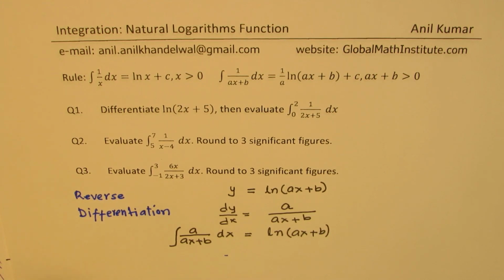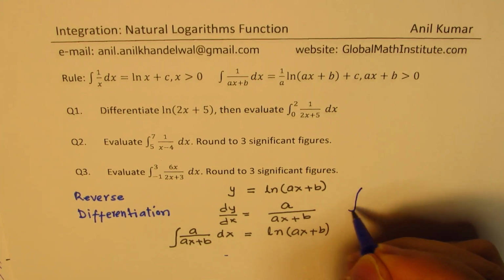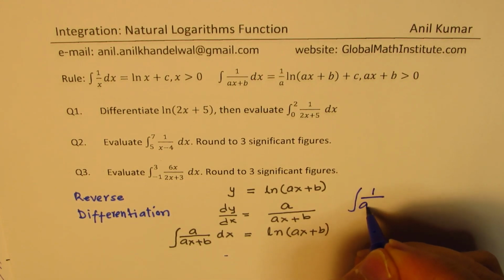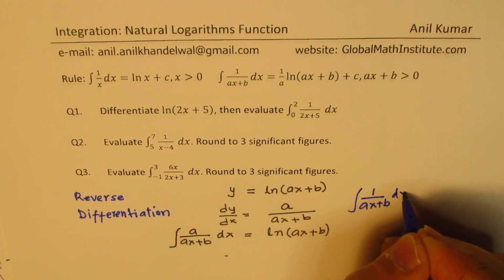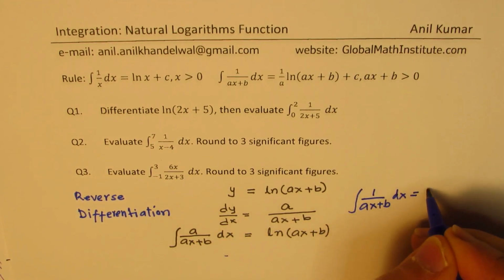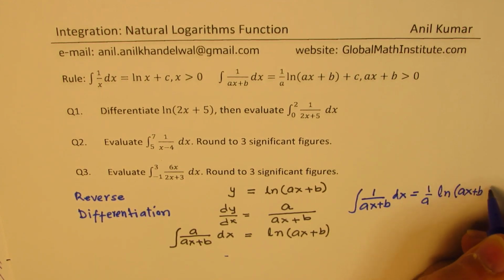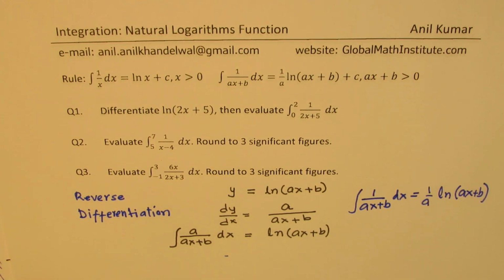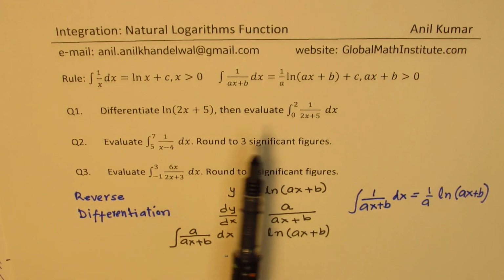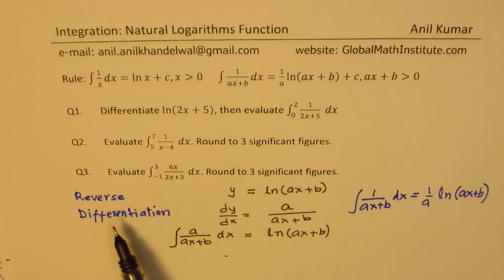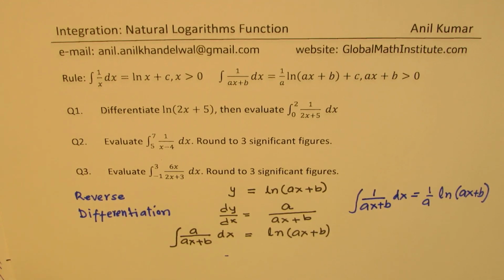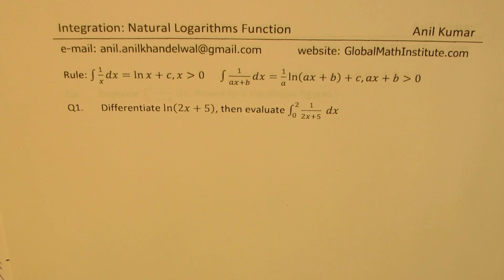So I hope this concept is absolutely clear. What we get from here is that the integral of 1 over ax plus b dx will be equal to, we'll divide by a, so 1 over a ln(ax plus b). Does that make sense to you? So that is the rule. The idea here is first to find the derivative, and then from the derivative we do the reverse operation to get our answer. So based on this rule, we'll do question number 1 first. That is the direct application of this particular rule.